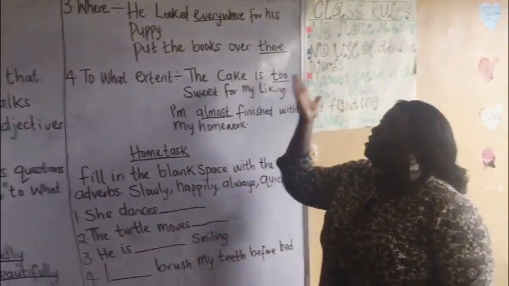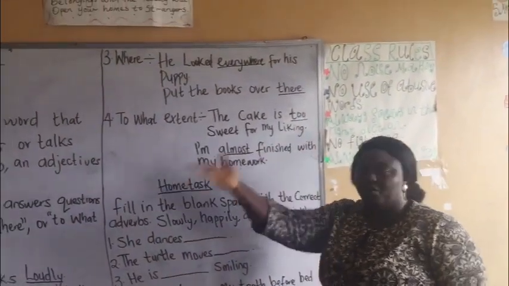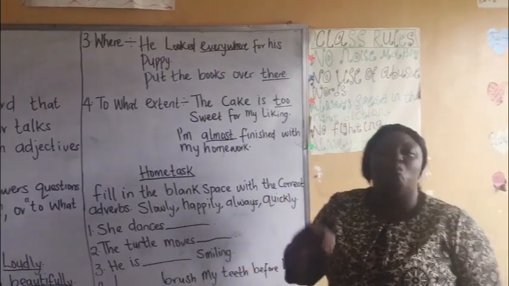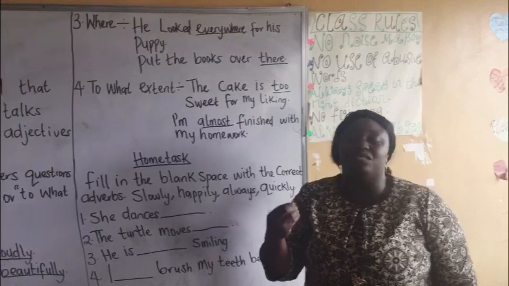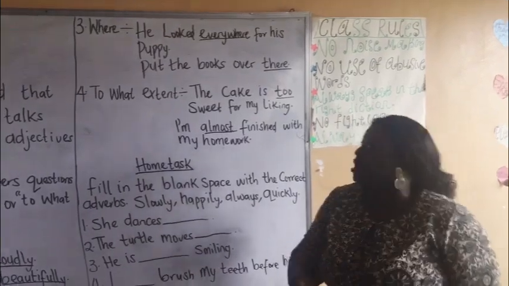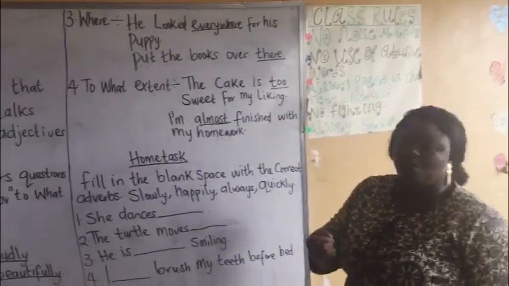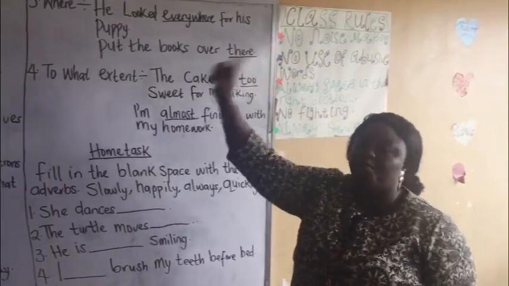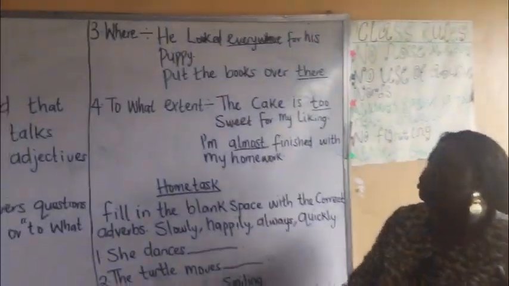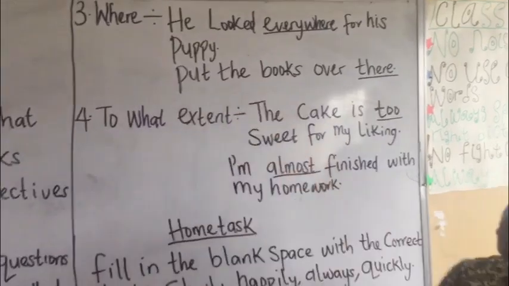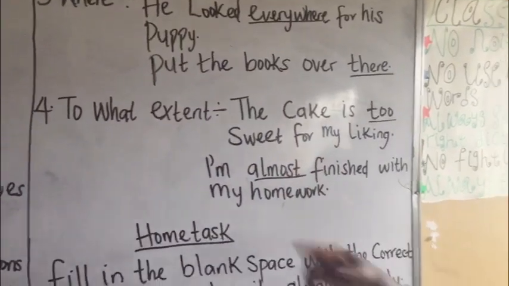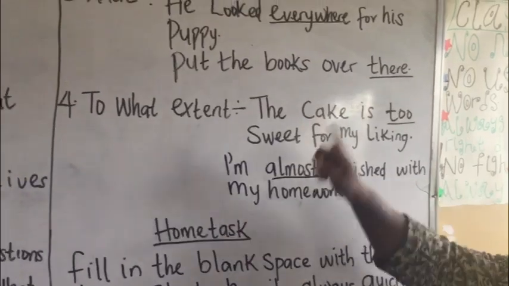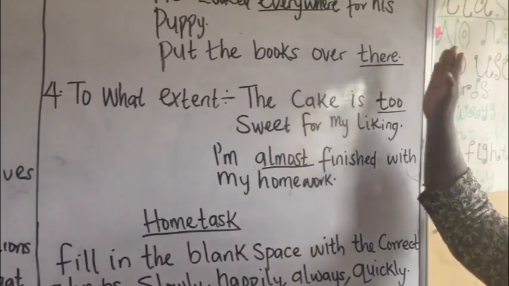We can say he looked for the puppy, and you are correct. But now we are trying to modify it, to give it a sense of meaning. So now you can say, he looked everywhere for his puppy. Now let's move over to the next example. Put the books over there.